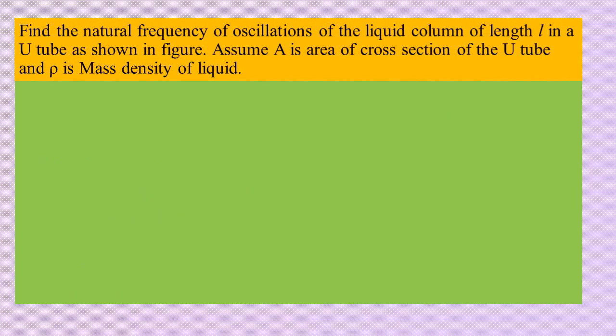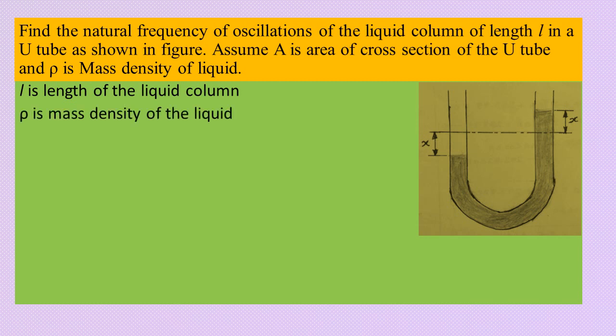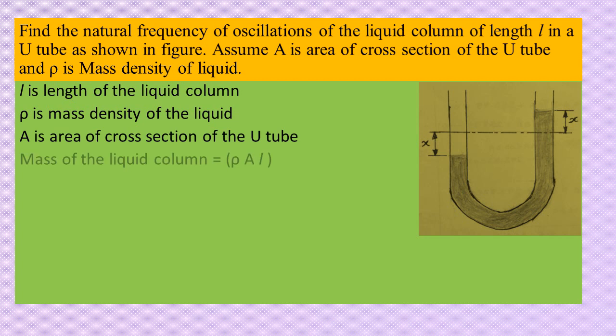Consider another problem. Find the natural frequency of oscillations of the liquid column of length L in a U-tube as shown in figure. This is the U-tube. Assume A is area of cross section of the U-tube and rho is mass density of liquid. L is length of the liquid column. Rho is mass density of the liquid. A is area of cross section of the U-tube.